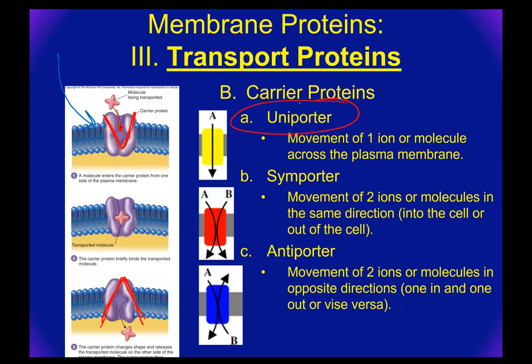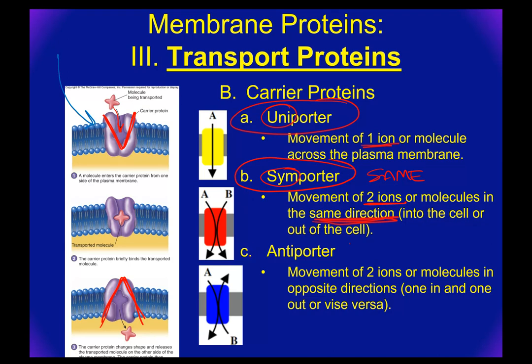Uniporters. What does uni mean? Means one, right? Uniporters move one thing across the membrane. Period, end of story. Symporters. Sym means same. So symporters move two things, two ions, but they move them in the same direction. So if you look at this picture here, I've got A and B moving through the membrane, but both of them are going from outside to inside. So they're moving in the same direction.